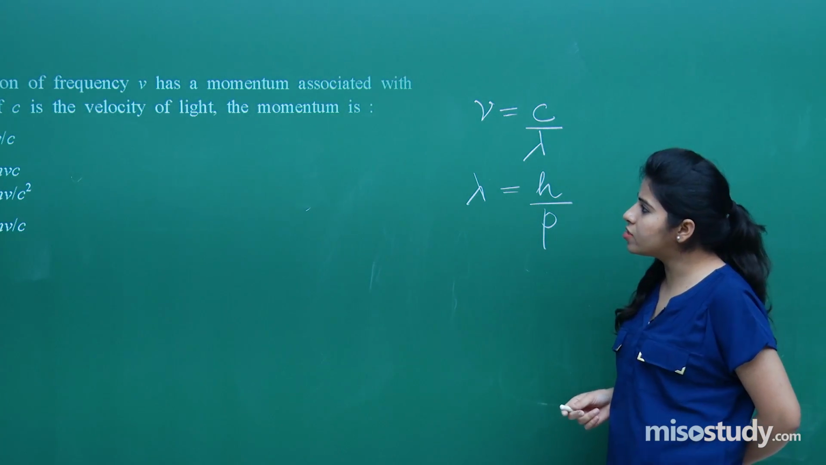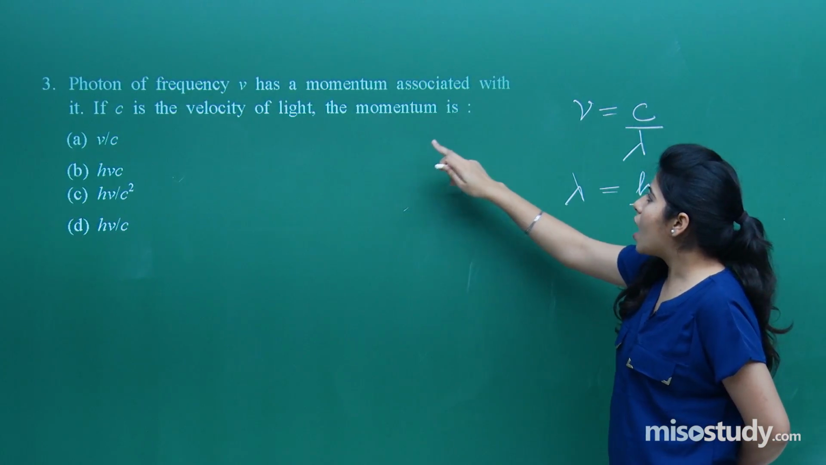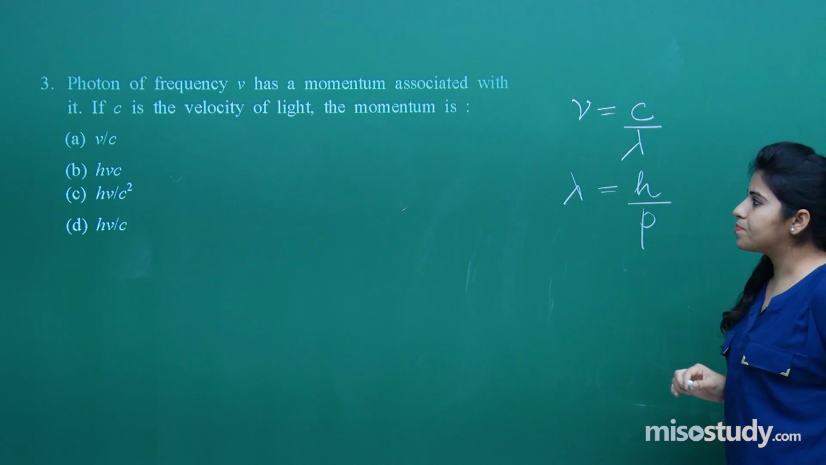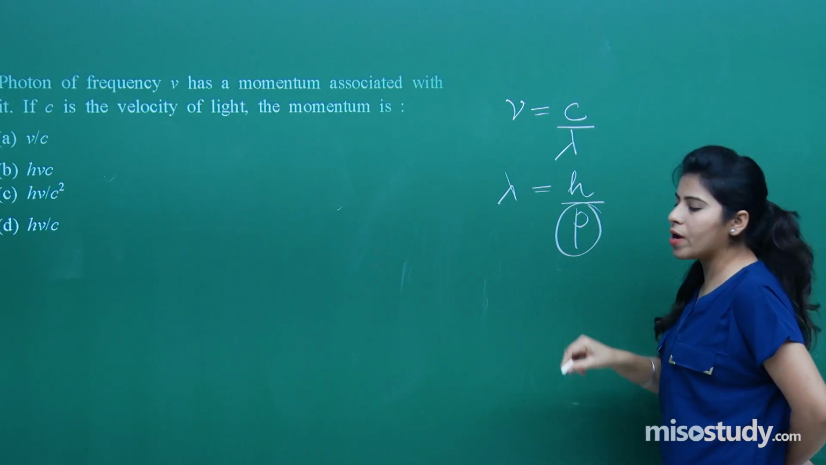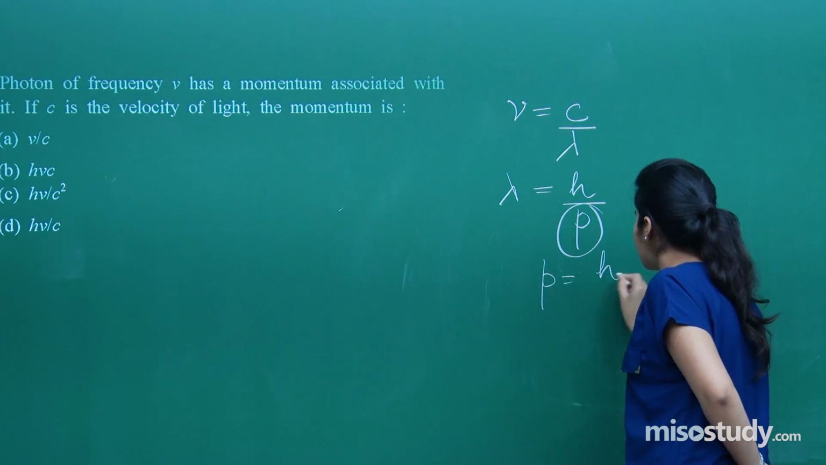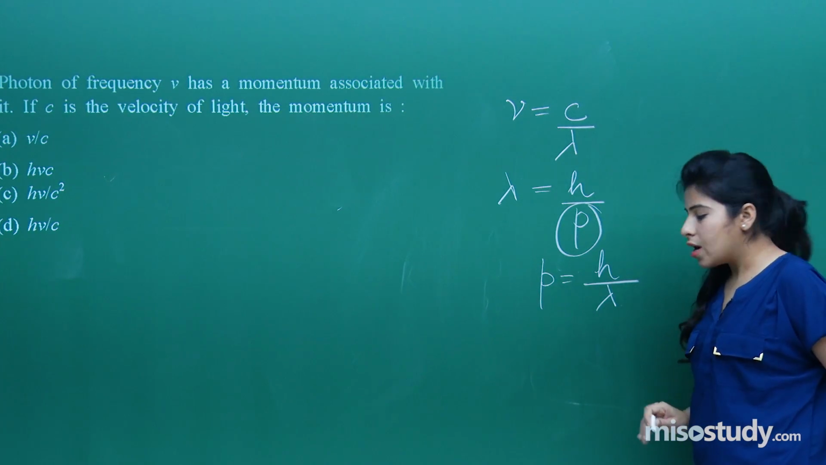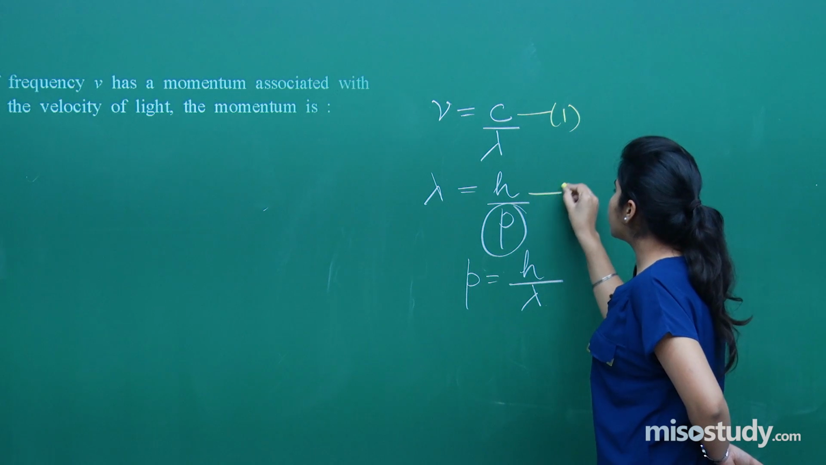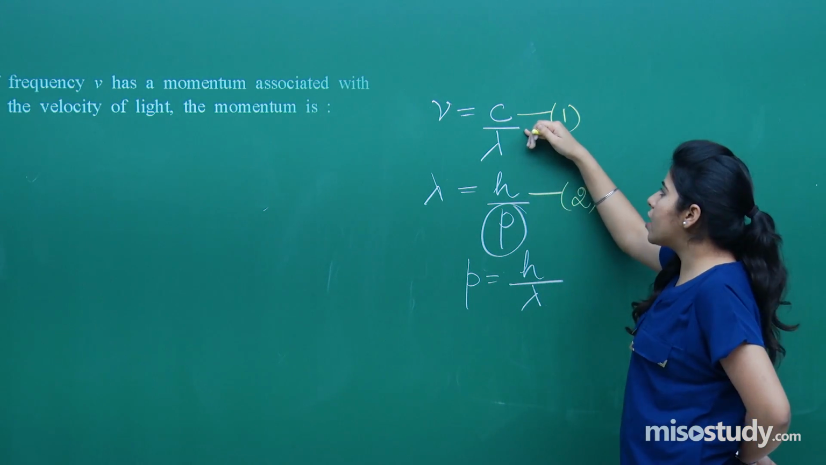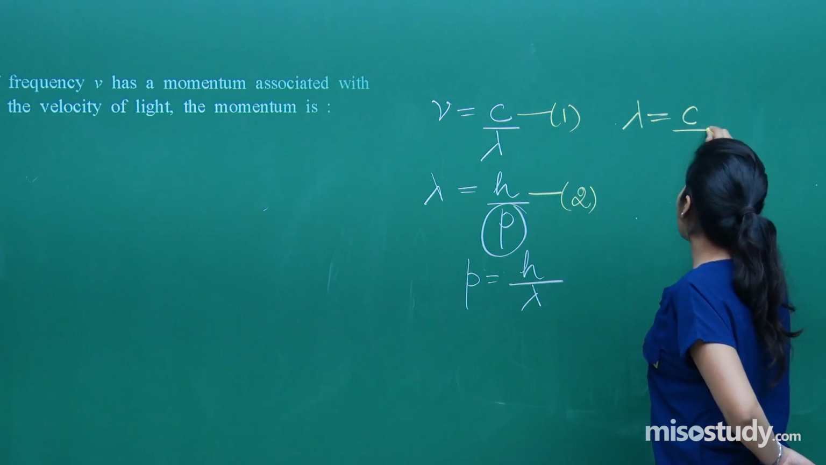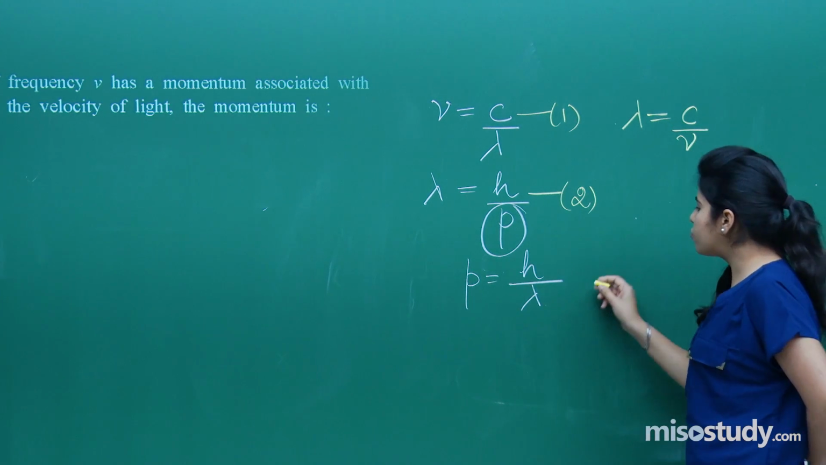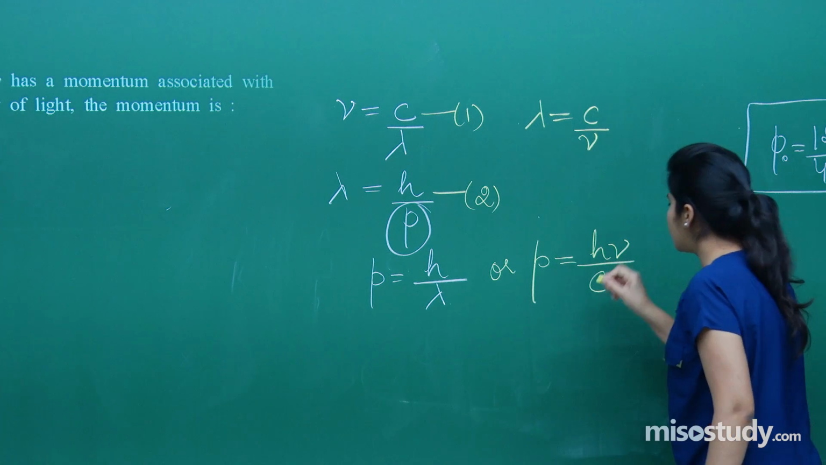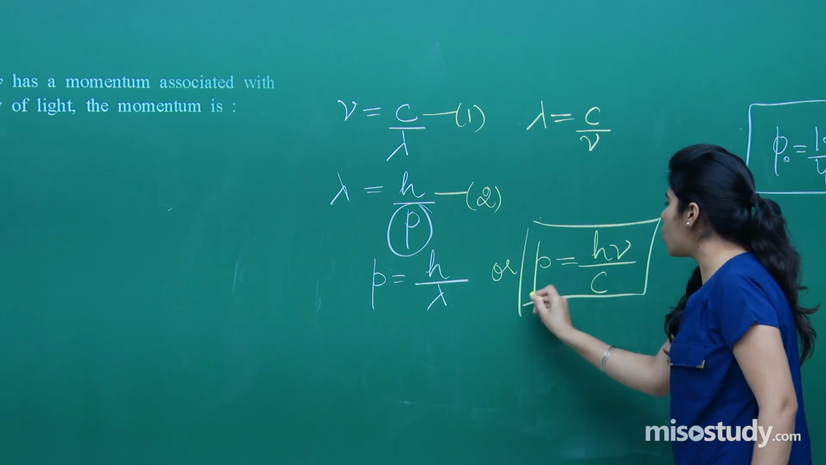Now let us see what the question says. The photon of frequency nu has a momentum associated with it. If c is the velocity of light, what is the momentum? We have to find this momentum. That means p equals h by lambda, right? Suppose this was equation number 1 and this is equation number 2. Now find lambda from equation 1: lambda would be c by nu. So I put this value in p equals h by lambda, and your answer is p equals h nu by c.